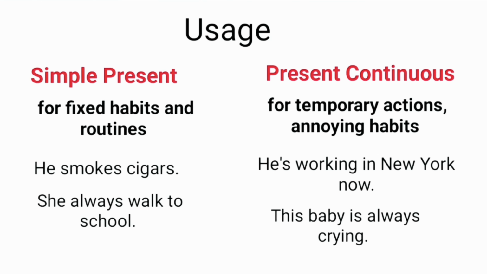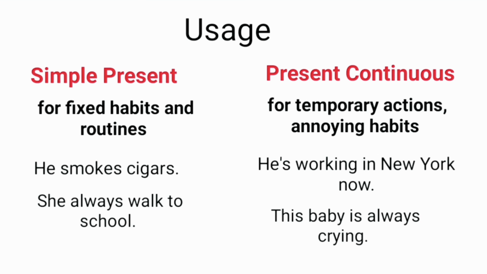Now, look at the comparison of usage of both of these tenses. Simple present tense is used for fixed habits and routines. For example, he smokes cigars. This is a fixed habit. She always walks to school. This is a routine that she follows.